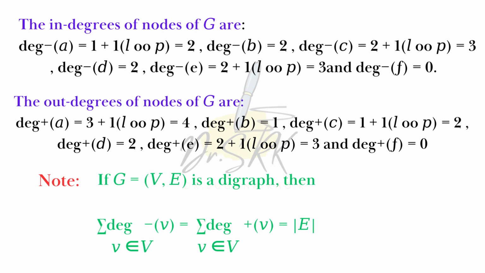Okay. So basing on that, we have one important note here. If G is a digraph, then the sum of the in degrees is equal to the sum of the out degrees, which is equal to the number of edges. Degree minus means in degrees. Sigma degree minus of v, the sum of the in degrees, is equal to sigma degree plus of v, the sum of the out degrees of the vertices, which is equal to the number of edges.